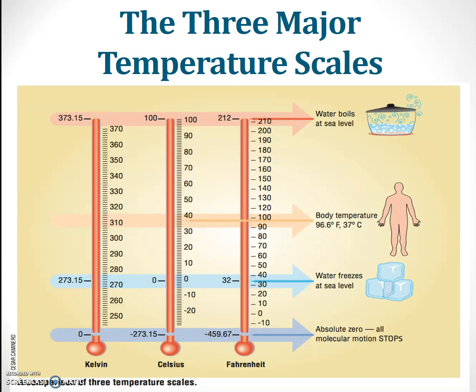Just another way to think about this, and also just some interesting things. So I know that on the summer packet, I actually asked you about absolute zero, and it's where all molecular motion stops. So that's going to be 0 Kelvin. That's what Kelvin's representing. Then we have negative 273.15 degrees Celsius, and then negative 459.67 Fahrenheit, which is super, super cold, as I'm sure you can imagine.